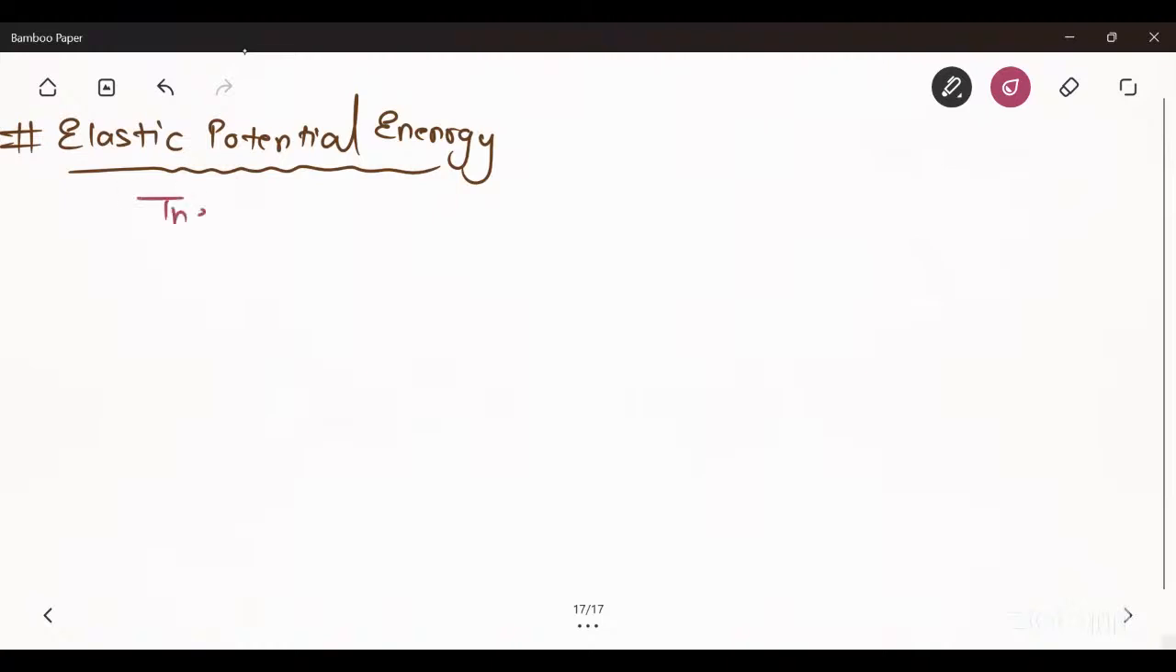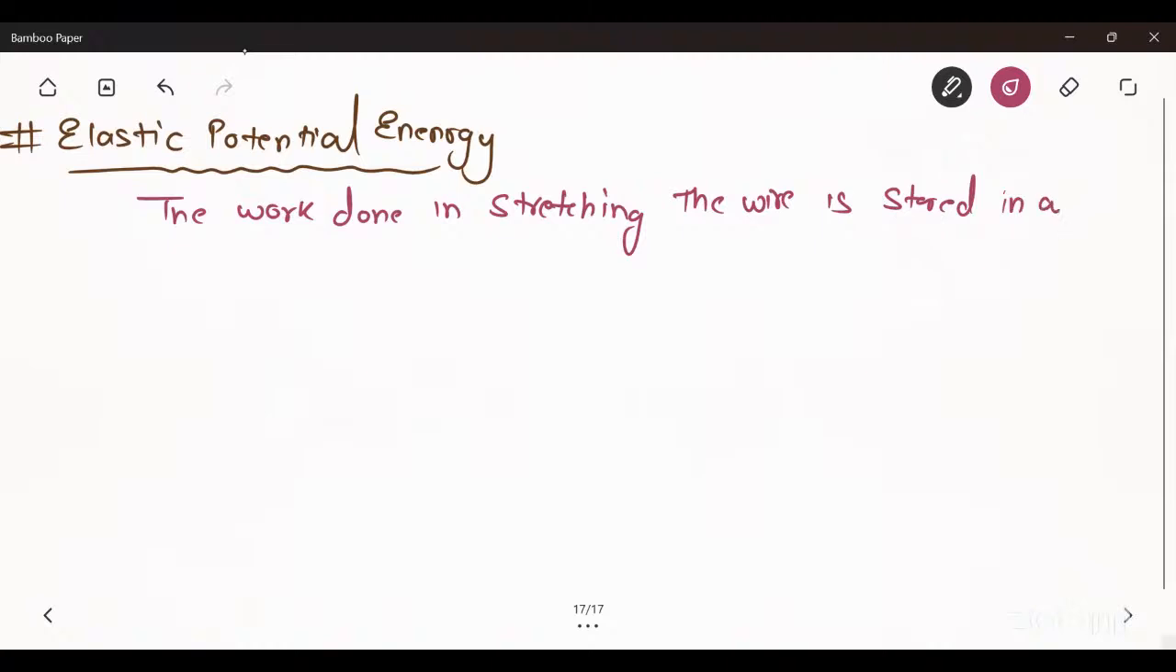The work done in stretching the wire is stored in it as its elastic potential energy. Elastic potential energy.